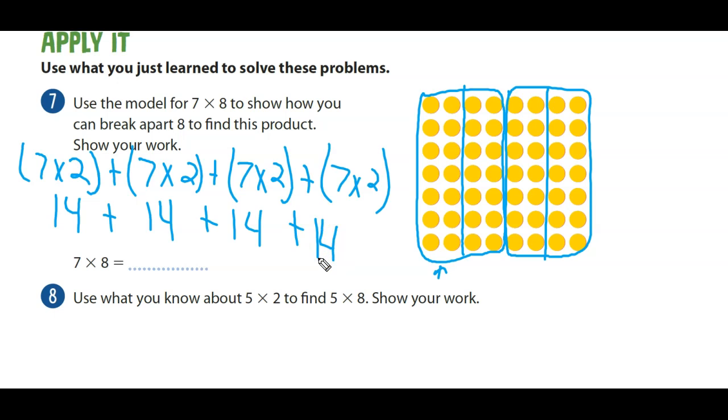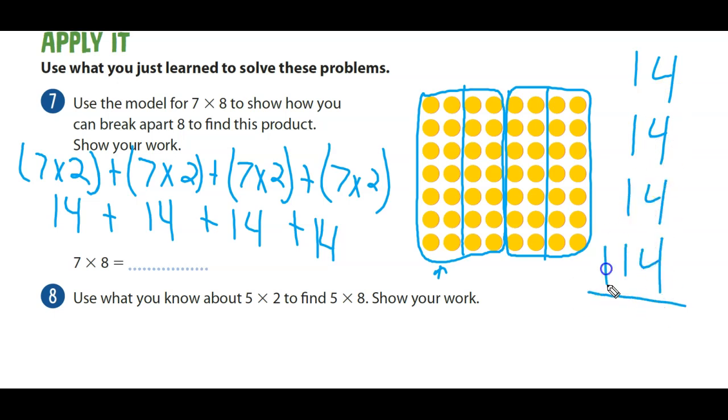And then I add all those together. 14 plus 14 plus 14 plus 14. Well, I count by 4s. 4, 8, 12, 16. Put the 6 down, carry the 1. Okay, then I have 1, 2, 3, 4, plus the 1 that I carried, 5. That still gives me 56.